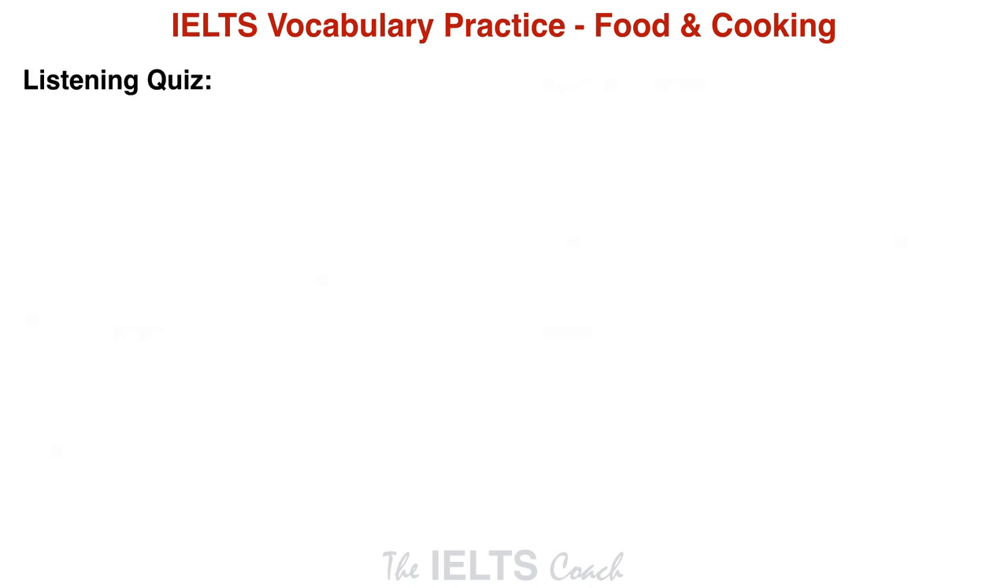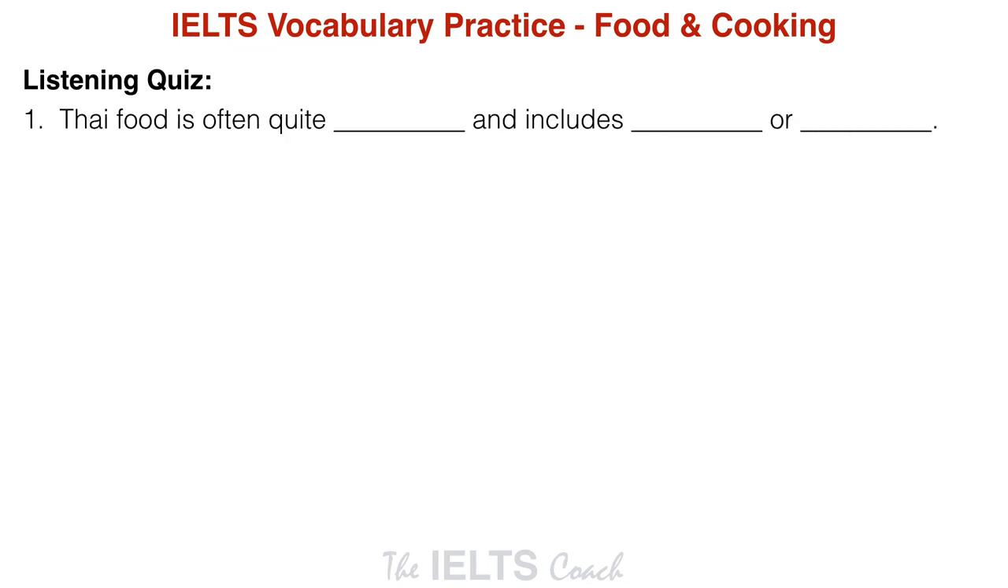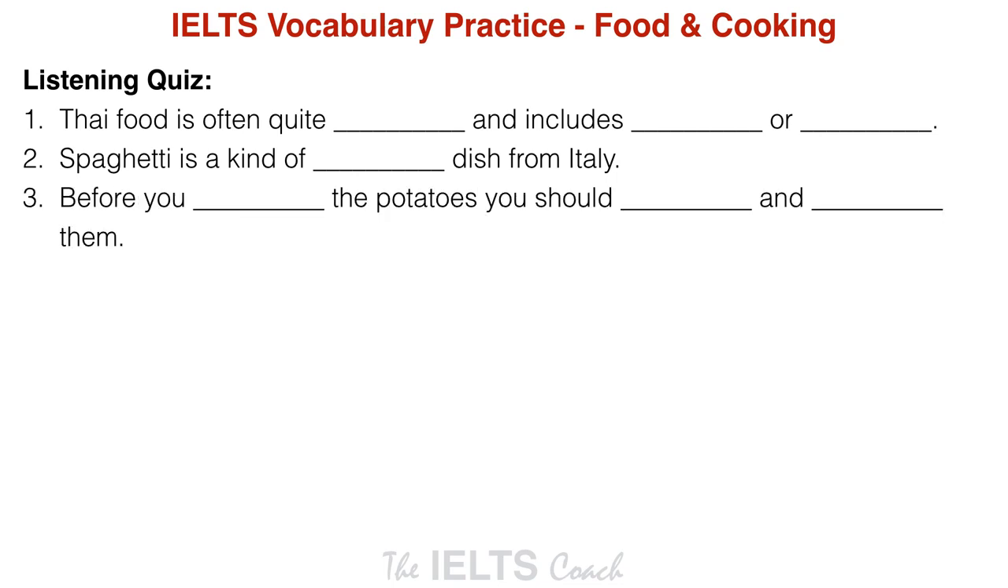So here we have our listening quiz. Number 1. Thai food is often quite spicy and includes rice or noodles. Number 2. Spaghetti is a kind of pasta dish from Italy. Number 3. Before you fry the potatoes, you should peel and cut them.